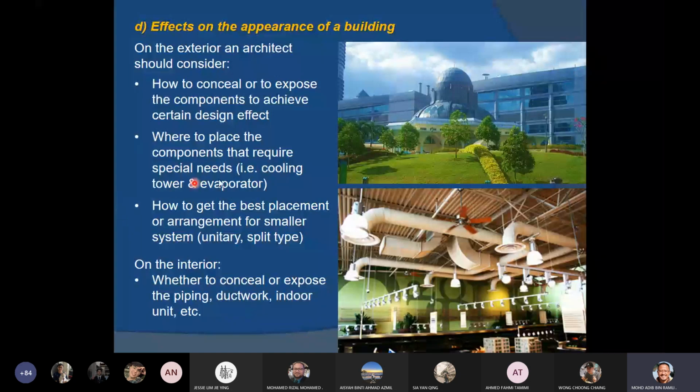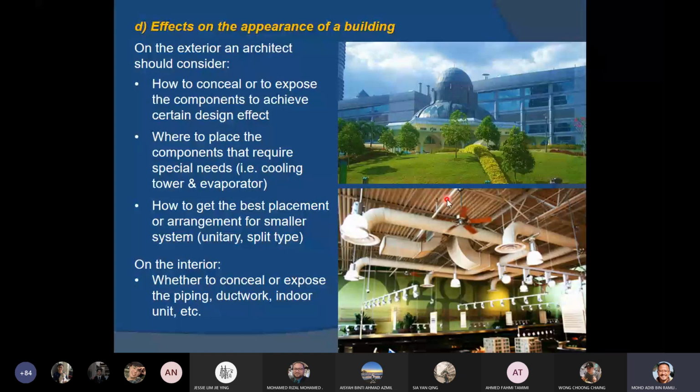Where to place the component that requires special needs, for example the cooling tower, as I mentioned, should be placed at open spaces. So that's where you need to decide. In an office tower block, where you don't have much land area, that's why you need to put it on the rooftop, things like that.